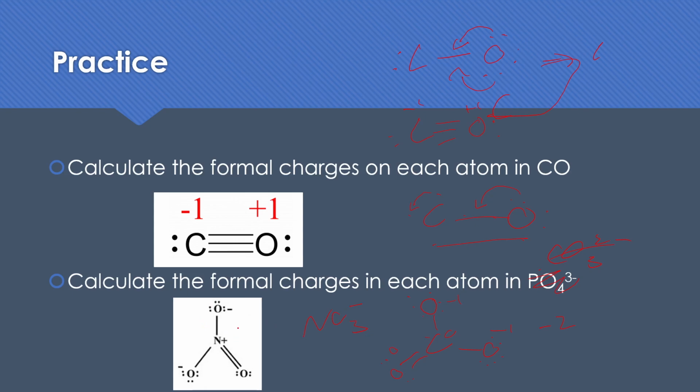So again, we can look at this one here. So oxygen is 6 minus 1, 2, 3, 4, 5, 6, 7, so minus 1. Nitrogen is 5 minus 4, so plus 1. Oxygen 6 minus 6 is 0. And oxygen 6 minus 7, minus 1. So you have minus, plus, minus. So plus 1, minus 1, minus 1, plus 0 is minus 1.